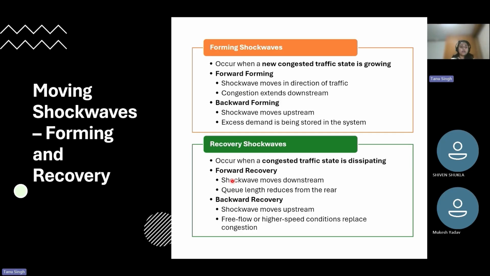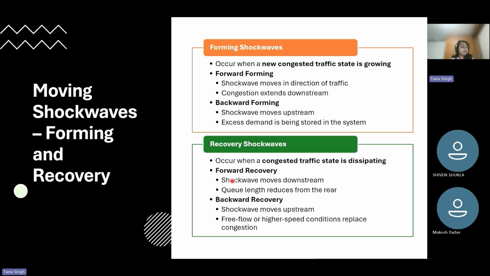Now, the forming and recovery shock waves are part of the moving shock waves. The forming shock waves occur when a new congested traffic state is developing and growing over time. In a forward forming shock wave, the shock wave moves in the direction of traffic flow and congestion spreads downstream. In the backward forming shock wave, the shock wave moves upstream, opposite to the direction of the traffic flow. This indicates that the excess demand is being stored in the system and queues are propagating upstream. So these are two examples of forming shock waves.